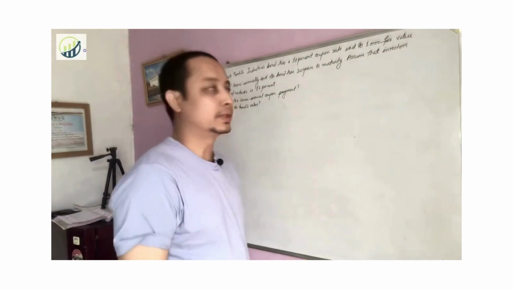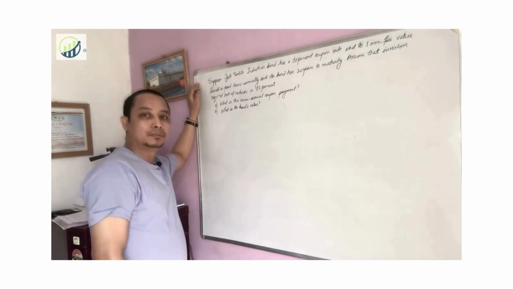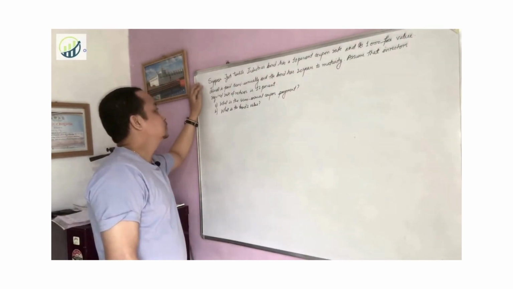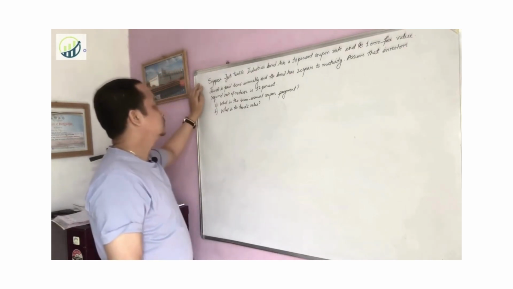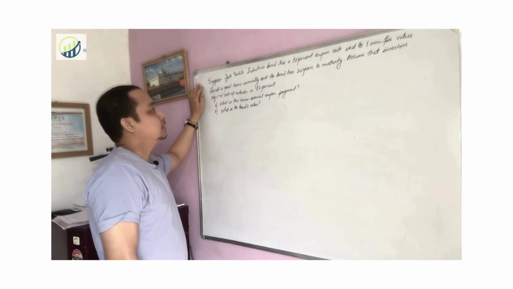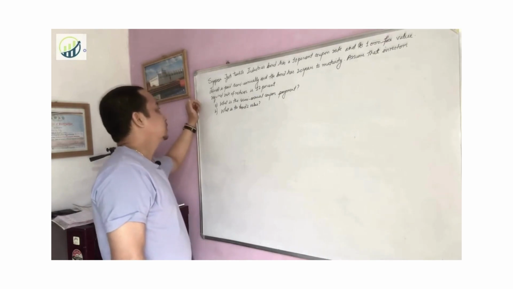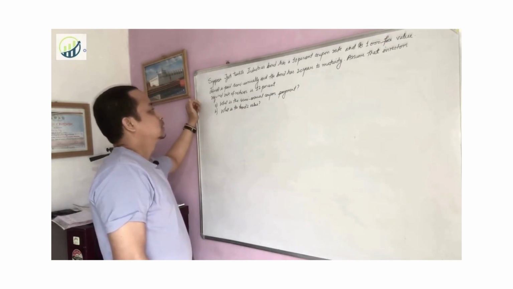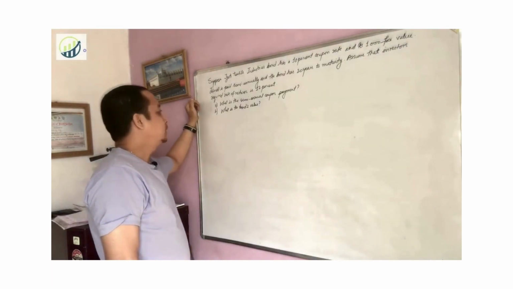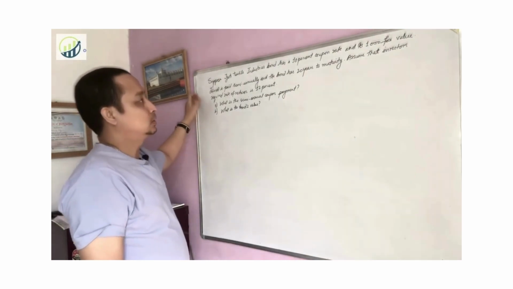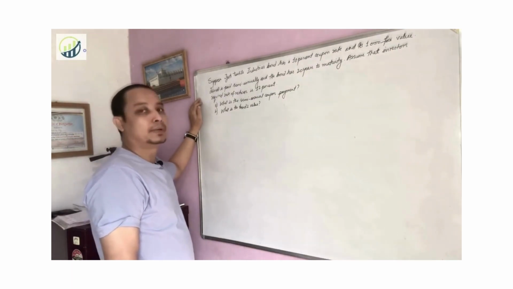So let's see the problem here. This is a problem related with bond valuation. Suppose Jyoti Textile Industries bond has a 10% coupon rate and rupees 1000 face value. Interest is paid semi-annually and the bond has 20 years to maturity. Assume that investor required rate of return is 12% and you are asked to find what is the semi-annual coupon payment, what is the bond's value. So this is a bond with coupon interest and finite maturity.